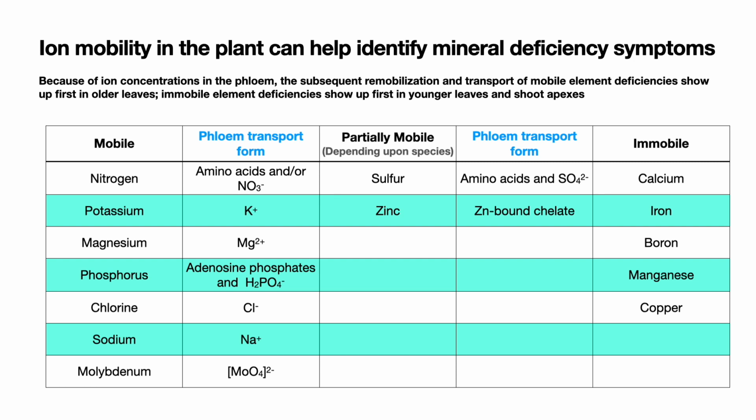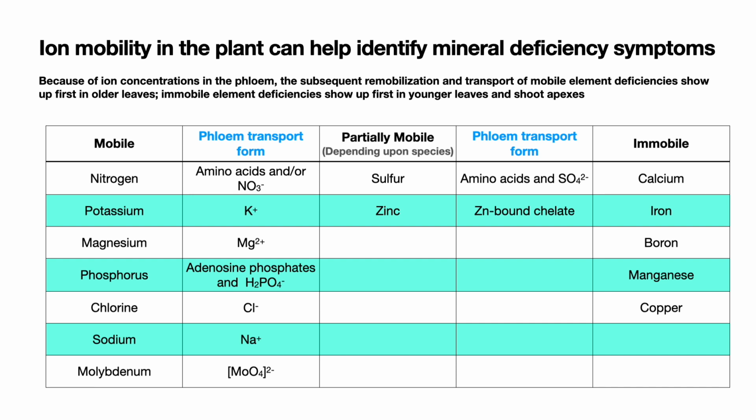So let me discuss those mobile elements and then discuss the immobile elements and then explain why they're important in terms of where they show up in the plant. So first of all, mobile elements will show their deficiencies first in the older leaves because the plant can recirculate those nutrients to the newer tissues that need it. Immobile elements cannot be recirculated from the older parts of the plant to the new plants. Hence, mobile element deficiencies will show up in the older leaves first, and immobile element deficiencies will show up in the young parts, the young leaves or the apex of the plant first.